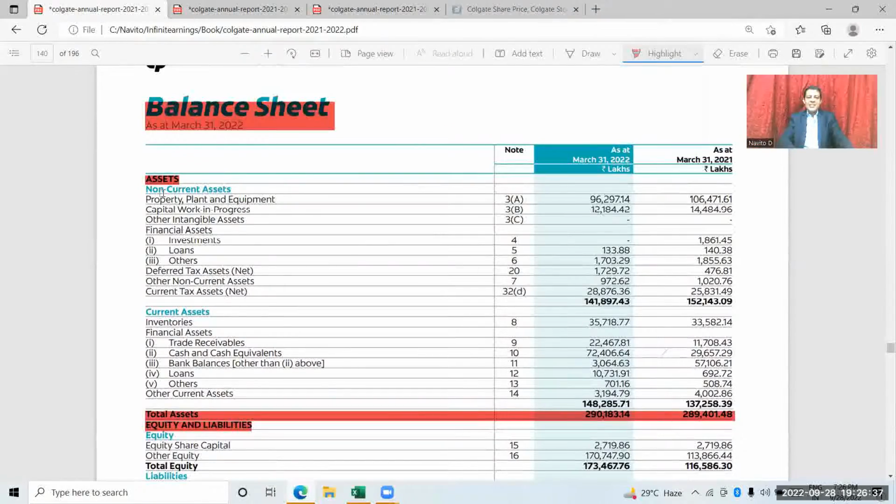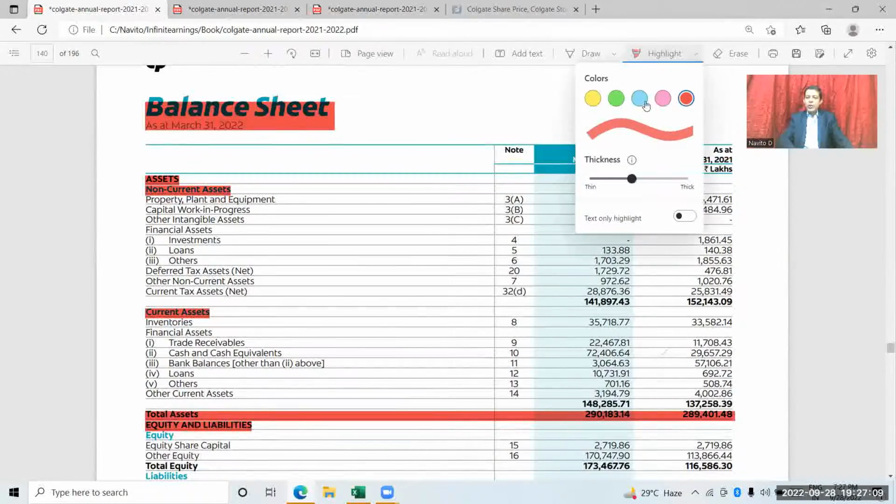Now within the asset, let's look at various line items within the asset section as well as the equity and liability section as we go through this session. So the first section within the asset is our non-current assets. Non-current assets are assets which the company will be holding for a period more than a year. And current asset is what the company is planning to liquidate in a period of 12 months itself.